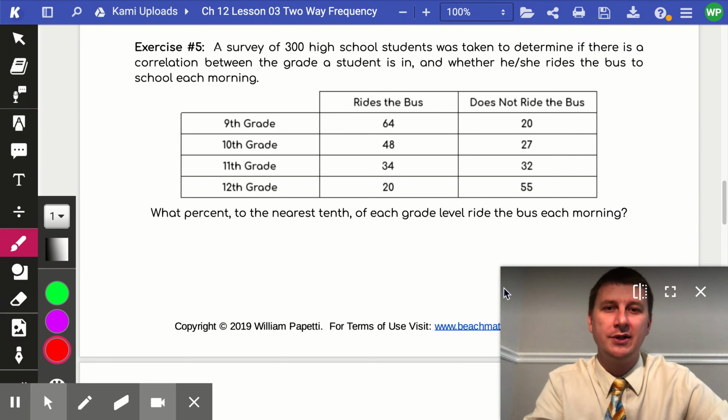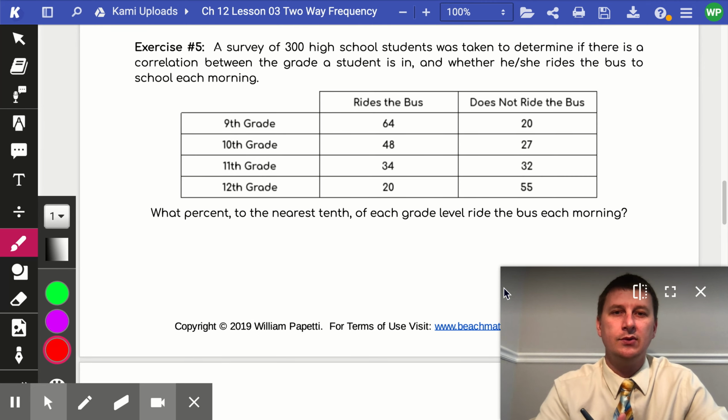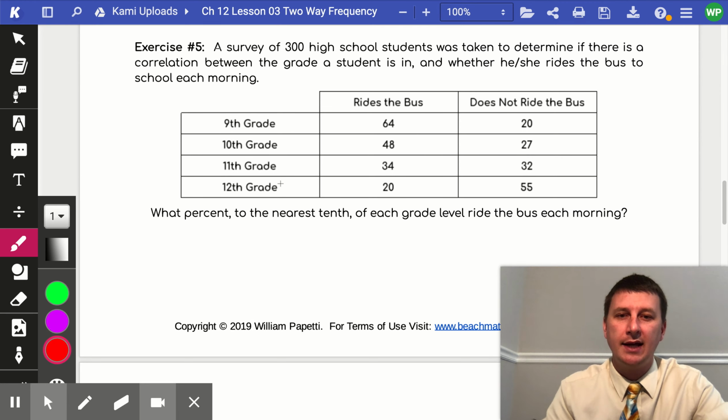And in this lesson, we're going to finish up our look at two-way frequency tables. In exercise number 5, we are looking at a survey of 300 high school students that was taken to determine if there's a correlation between the grade a student is in and whether he or she rides the bus to school each morning. So we have a table, we have 9th, 10th, 11th, and 12th graders for this high school, and we have those that ride the bus and those that do not ride the bus. The question that we are going to be answering is what percent, to the nearest 10th each time, of each grade level ride the bus each morning.